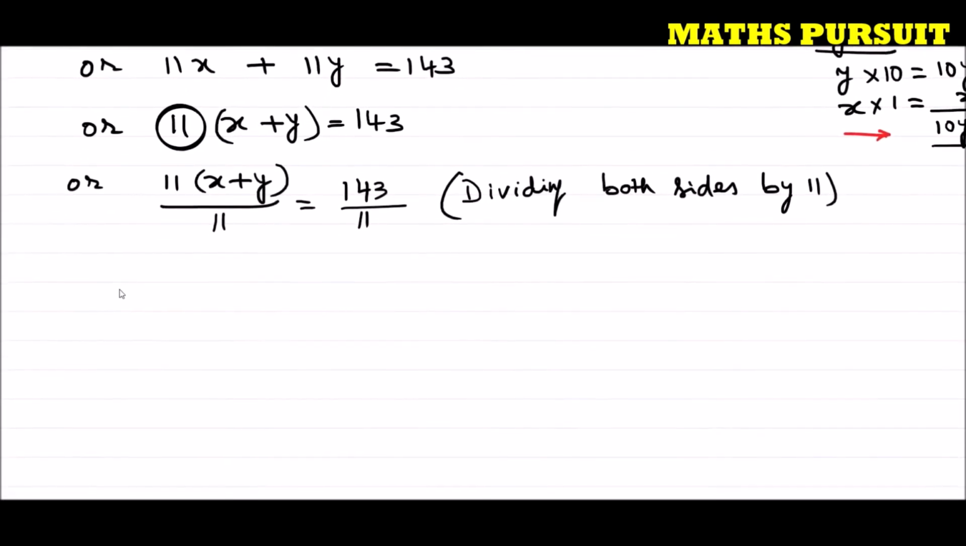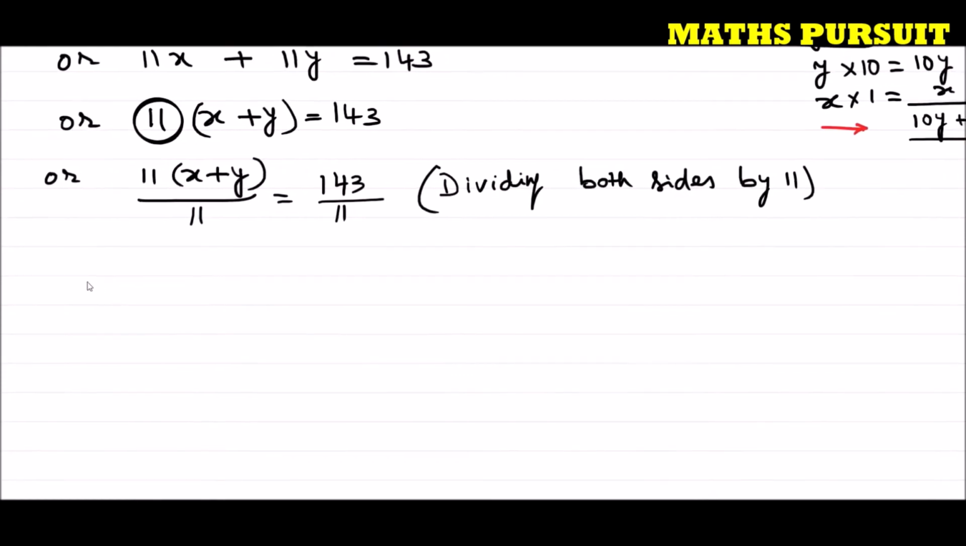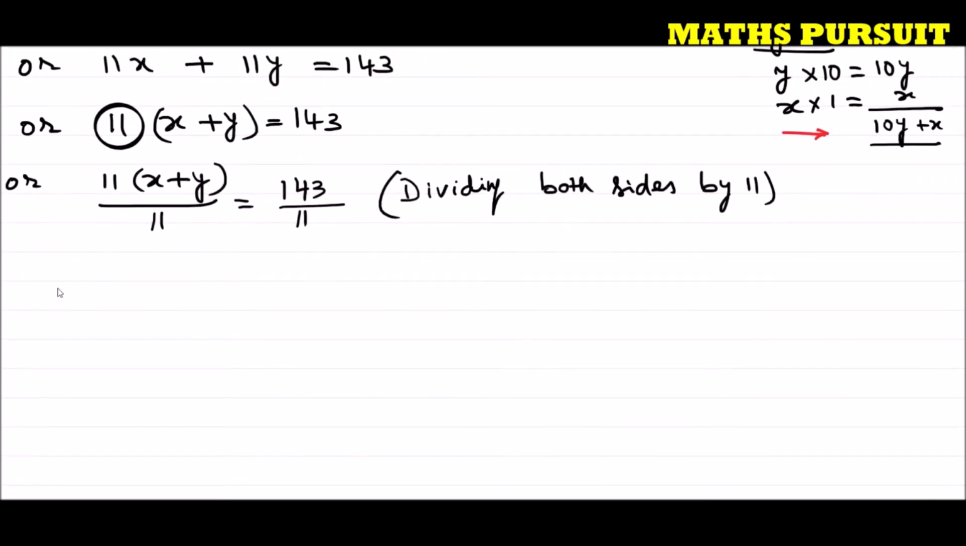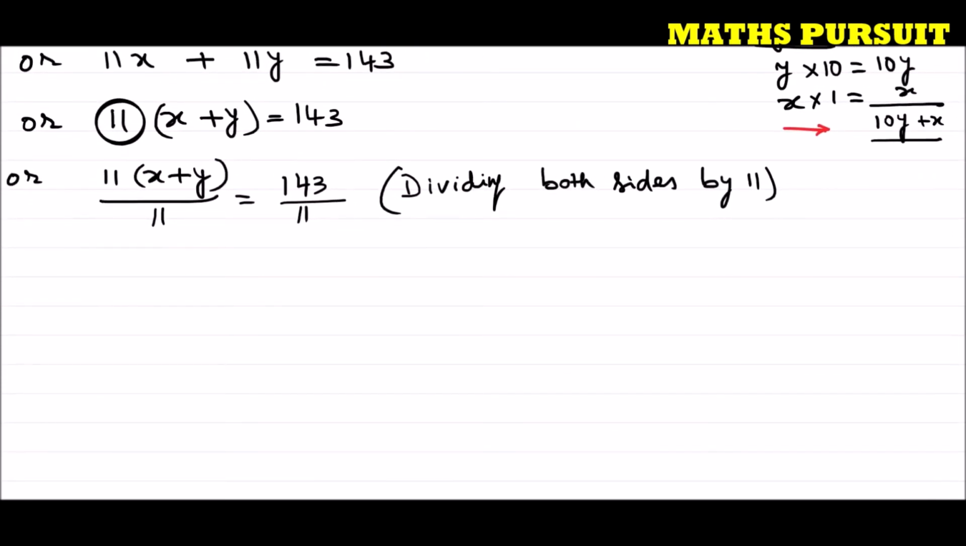Now I can write x plus y is equal to, this 11 cancels out, 143 divided by 11. 11 ones are 11, 11 threes are 33. That means 13 into 11 is 143. So we got x plus y is equal to 13. Let it be equation number 1.